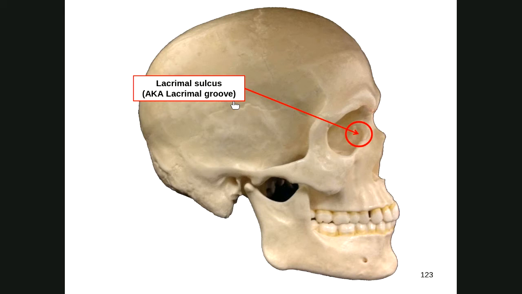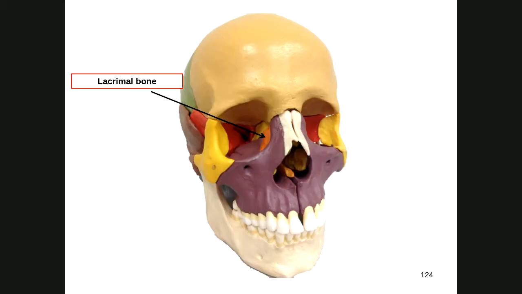Again, it's tough to see. Don't worry about the lacrimal groove or the lacrimal sulcus. It's tough to see on this model. You can see the lacrimal bone much easier when we're using these color-coded models.